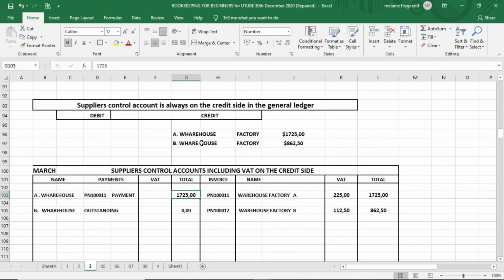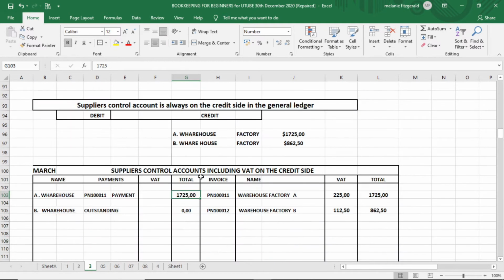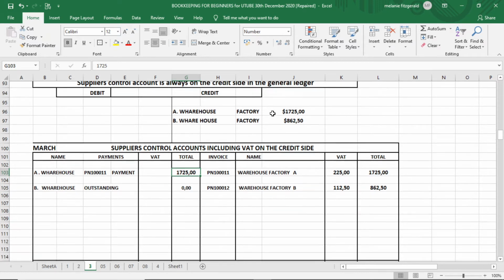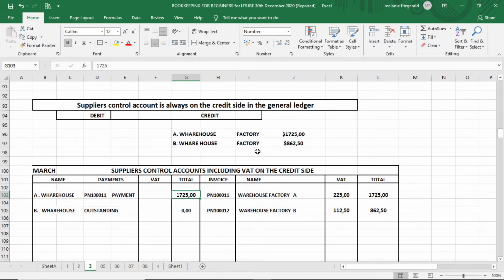We're going to adjust the suppliers control account that we opened in the last lesson. We're going to enter the amount that we've now paid them, this 1725. We put that on the debit side because that's now a payment. We've actually paid that company. The suppliers control account, as you remember from lesson number 2, is always on the credit side in the general ledger. So once again, I'm going to repeat all of this.